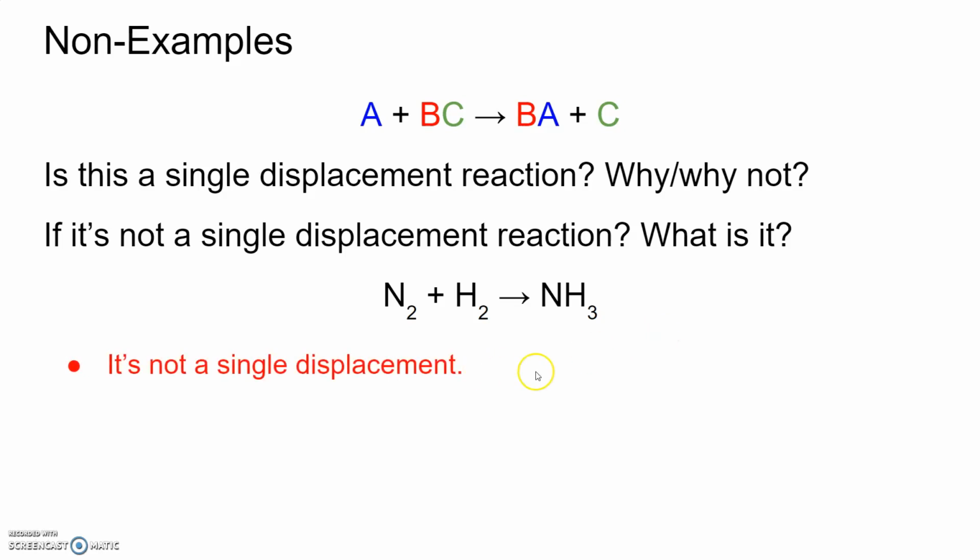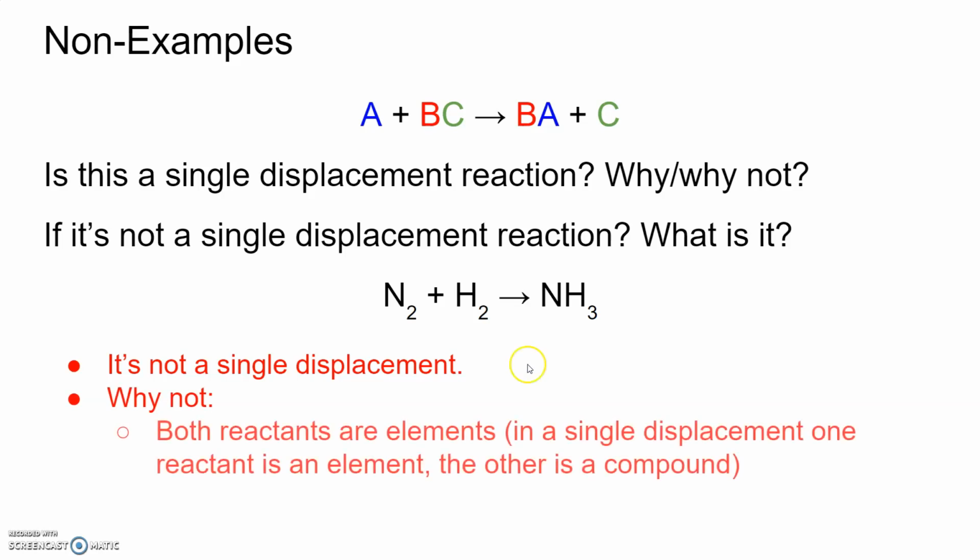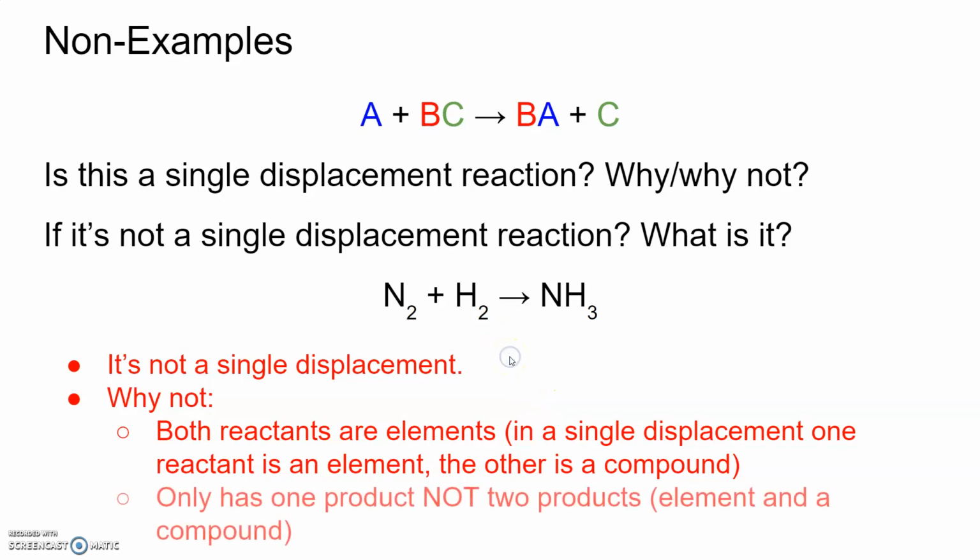Well, the answer to this is no, it's not a single displacement. And here are some of the reasons you may come up with. First off, we start with the reactants. We have two reactants here, which is what you do have in a single displacement. But both of these are elements. They're only made up of one type of atom. So in a single displacement reaction, remember, one reactant must be a compound, and we don't have that here, so we know it's not a single displacement.